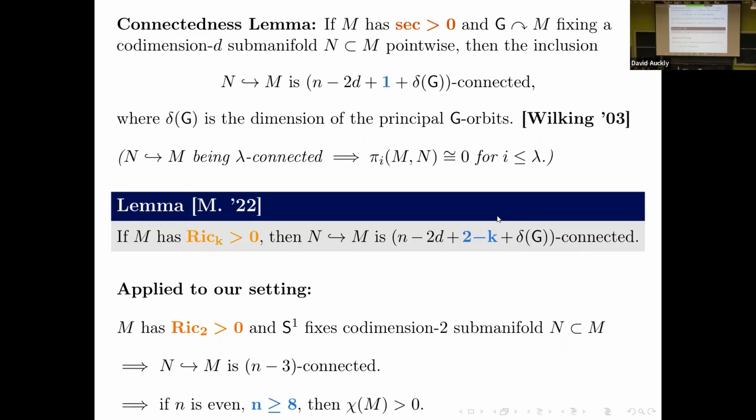Right? And furthermore, if you look in dimensions at least 8, you can show that the Euler characteristic of your manifold is going to be positive. And that's going to be helpful when we're looking at the even dimensional case in a little bit. Okay, essentially the connectedness of this inclusion allows you to push around zeros in the cohomology of your manifold M using connectedness along with Poincare duality.